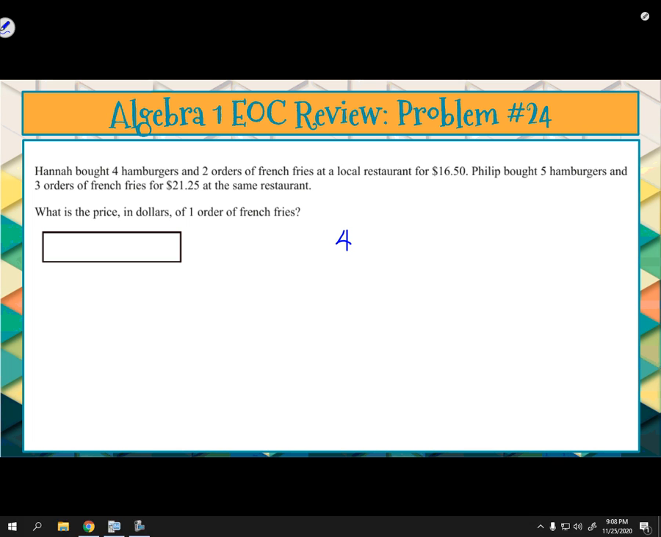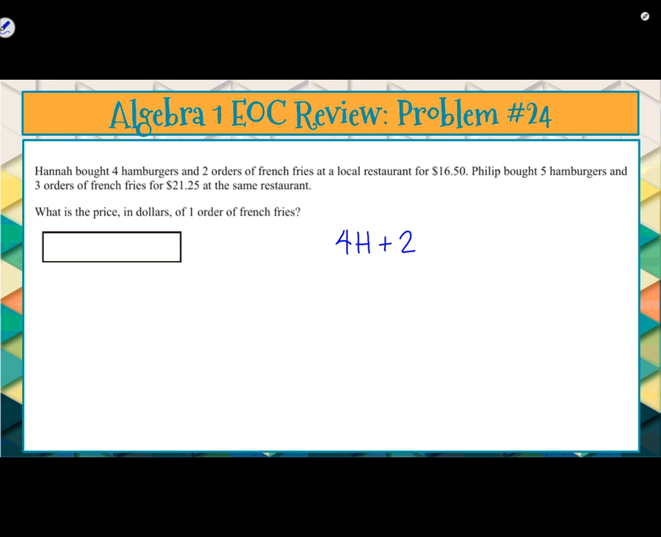So I'm going to have 4H plus 2F equals $16.50. And then for Phillips, 5H plus 3F equals $21.25. Now I want to figure out french fries, so that means I definitely want the hamburgers to cancel. So I'm going to focus on that.